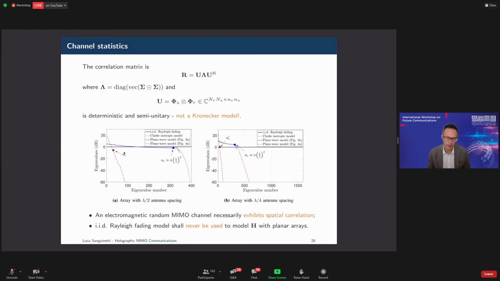If you consider non-isotropic scattering conditions, then the eigenvalue distribution changes a lot, and the number of significant eigenvalues reduces substantially because of the non-isotropic propagation conditions. But the key point is that if you compare with the Rayleigh fading distribution, which assumes independent antennas at the source and receiver, the plane wave model is really different because you have spatial correlation in the system. The message here is that you should never use the Rayleigh fading channel model when you have planar arrays, because it is not able to account for the spatial correlation that you naturally have because of the electromagnetic propagation conditions.